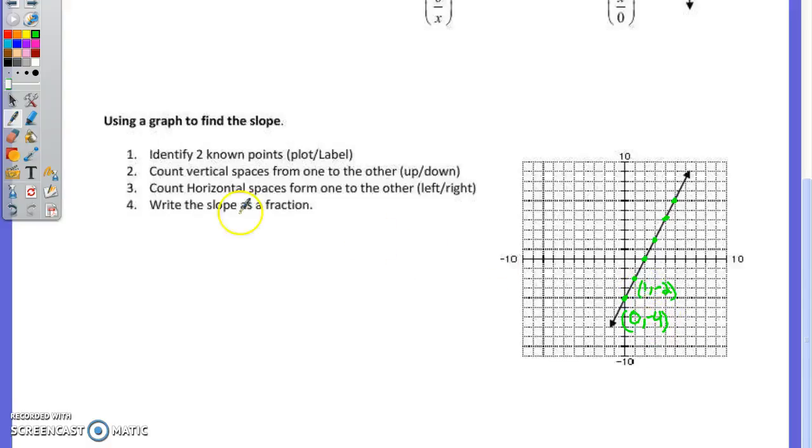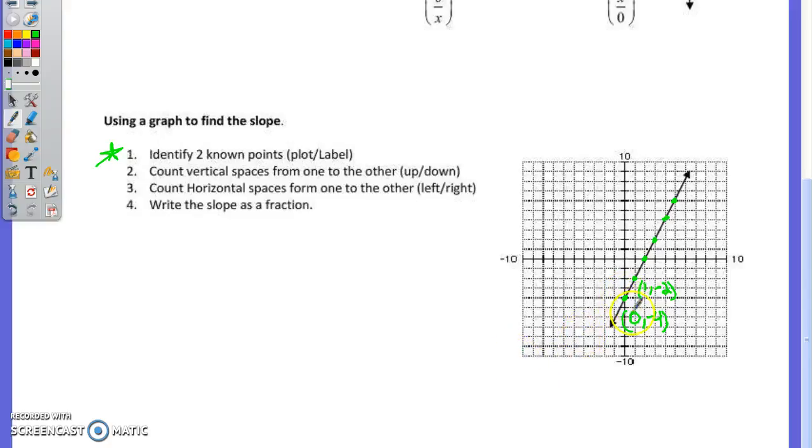All right, so the way that we can use the graph to find the slope, and we'll talk about mathematically how to use these numbers to do that, but the way we use the graph to do it is you identify two known points. You can pick any two, but if they're not the two that are closest to each other, you're going to have to reduce that fraction.